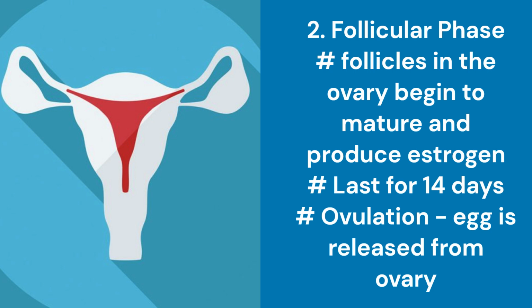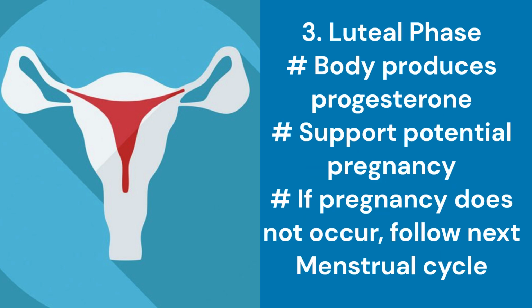The luteal phase follows ovulation and is when the body produces progesterone to support a potential pregnancy. If pregnancy does not occur, the hormone levels drop, leading to the start of the next menstrual phase. Overall, the menstrual cycle is a complex and important process that is essential for reproduction and maintaining female reproductive health.